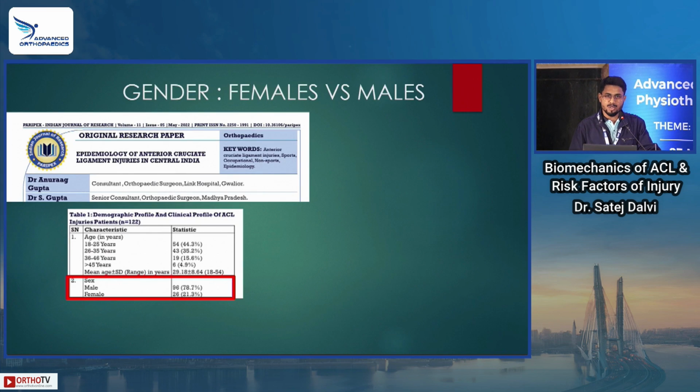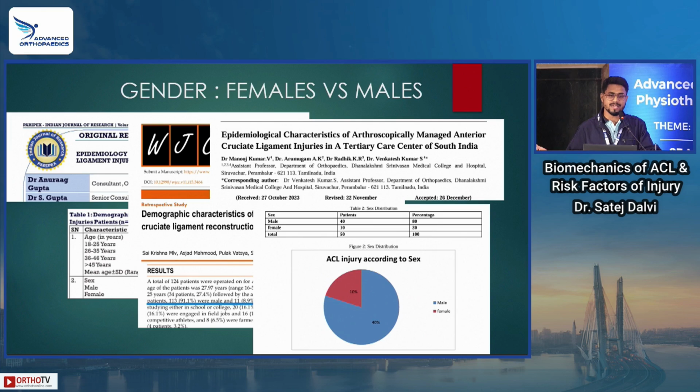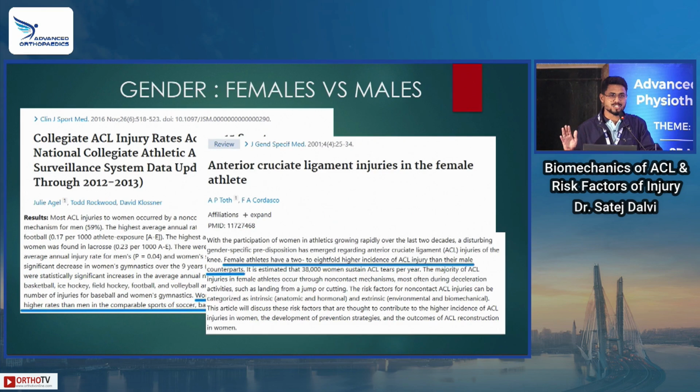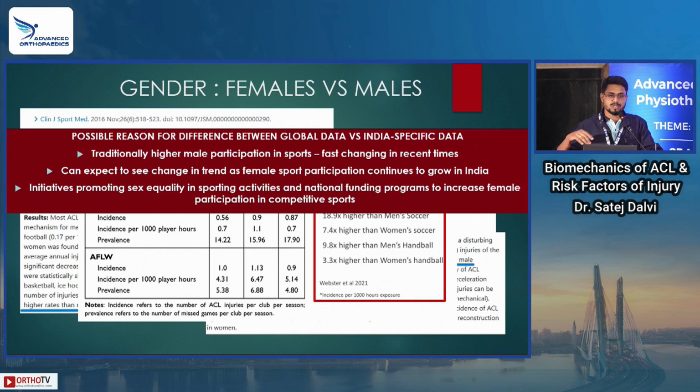When it comes to data coming out of India, we see this variance about males seeming to be more predisposed to ACL injuries as compared to females, which we know is not really matching data points coming from global research, and we know that females are heavily predisposed to getting ACLs. Now, the probable reason for this happening is a traditionally higher male participation in sports, which we know is fast changing, and we can expect a change in this trend in the coming years as more and more female participation happens in competitive sports with the ongoing national programs by the government.